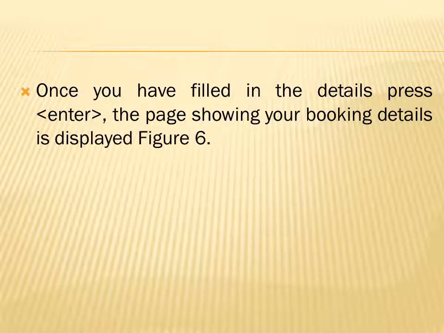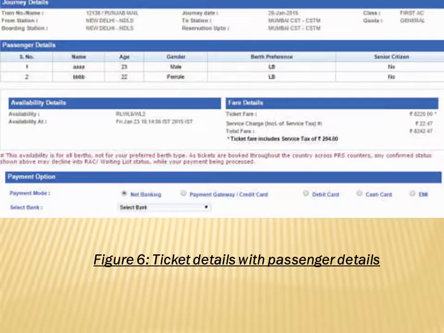Once we have filled all the details of the passengers, that is their name, age, gender, and the preferences, we will get another page that is shown in figure number 6. This page will display the train by which we are traveling, the train number, the journey date, etc. This is a general preview of the ticket before you have booked it. Everything will be displayed: the name of the passenger, the age, the gender, the preference of the berth, whether he is a senior citizen or not.